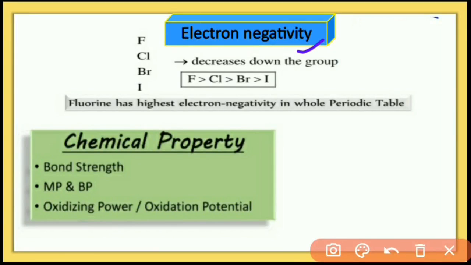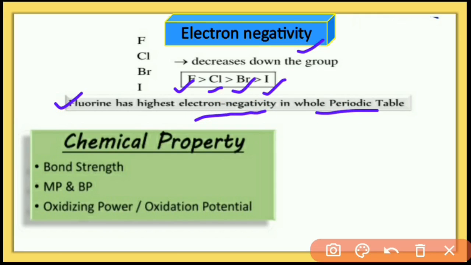Electronegativity. Halogens have high electronegativity because 7 electrons are present in the valence shell and only 1 electron is required for completing the octet. So halogens have more electronegativity, and it decreases down the group when we move from top to bottom. The order of electronegativity is: fluorine is the highest electronegativity atom of the whole periodic table, then chlorine, bromine, then iodine.